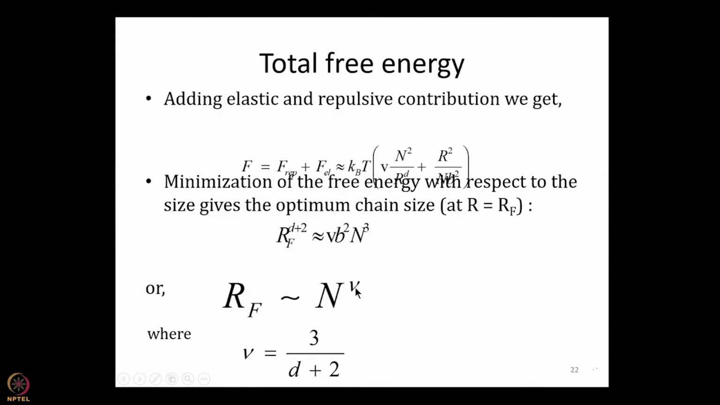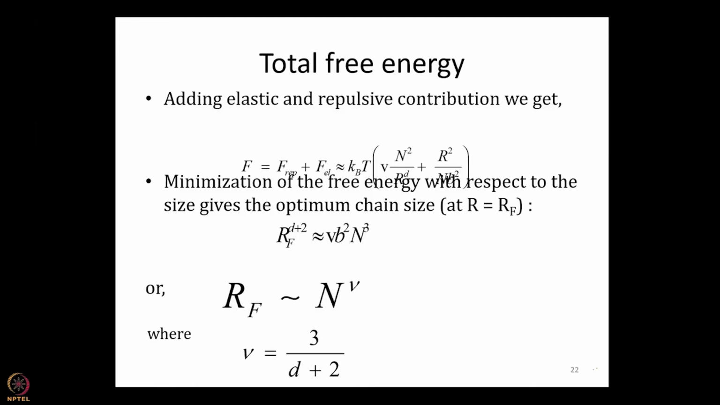Very important result. D equal to 3, I get 3 by 5. So suddenly you see, in an ideal polymer chain, this end-to-end distance scales as n to the power half, square root. Nu is half. However, when you take attraction and repulsions, all these things into account, in a good polymer solvent, you get this huge difference, n to the power 3 by 5.